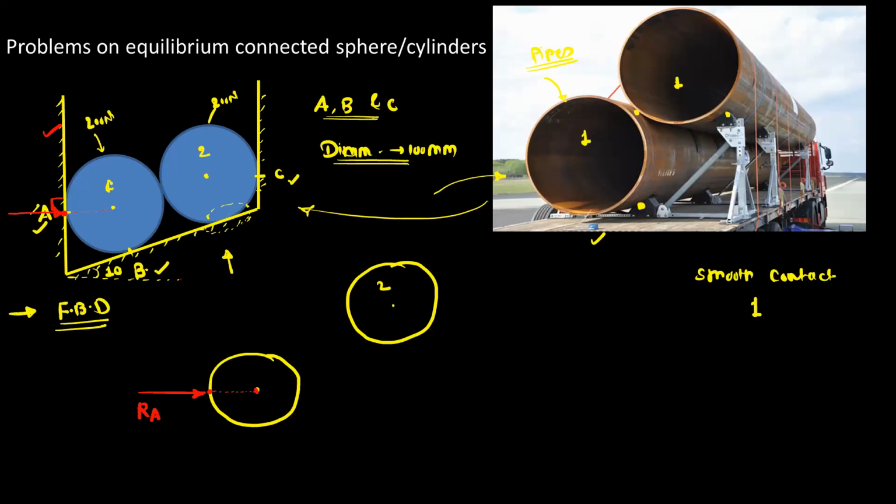Then second contact point, it is at point B. So at point B, this is the reaction. So this reaction is Rb, and this reaction is perpendicular to this surface. Okay, and then its line of action will pass through the center point. So this is the reaction Rb. This is the line of action.